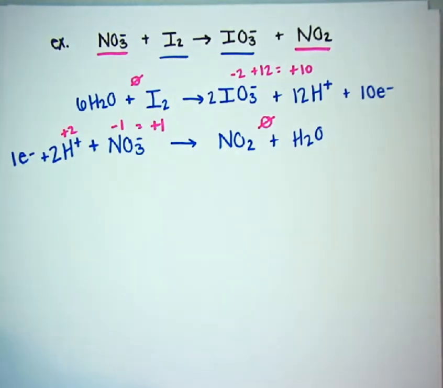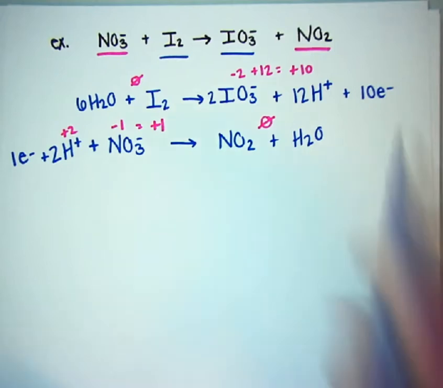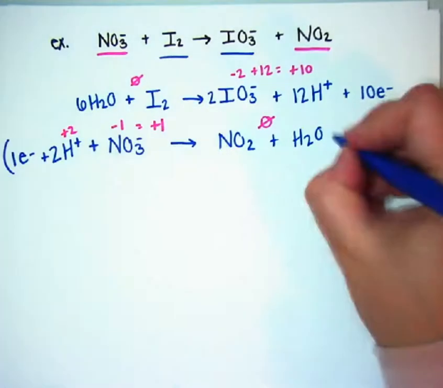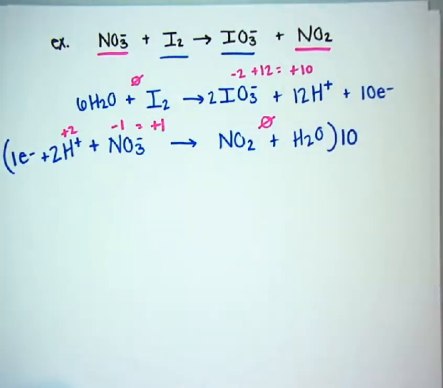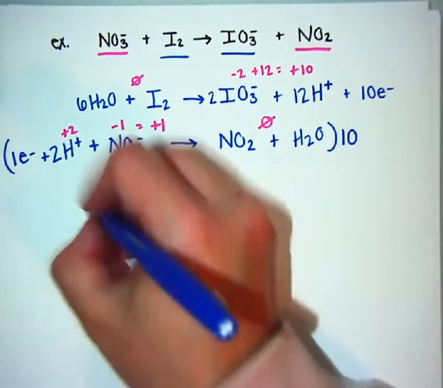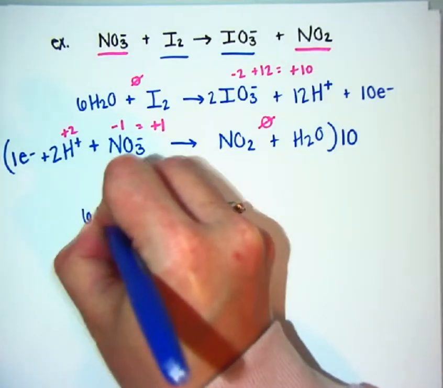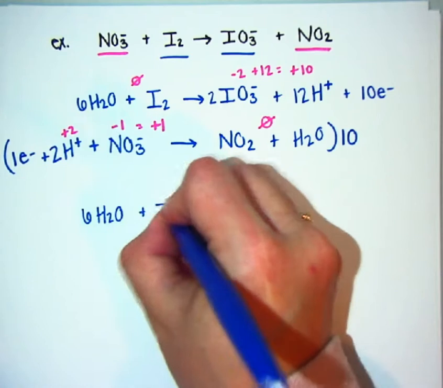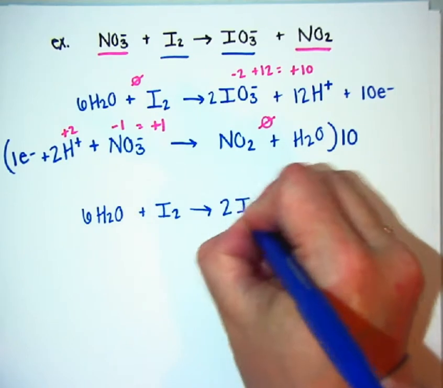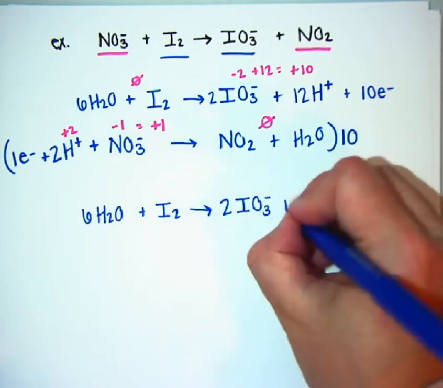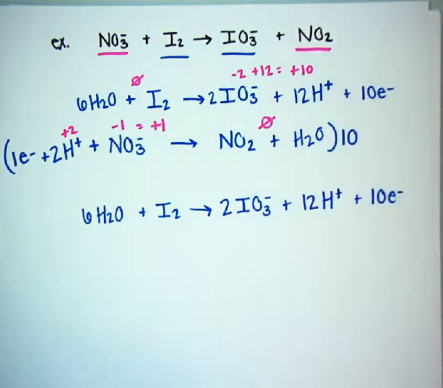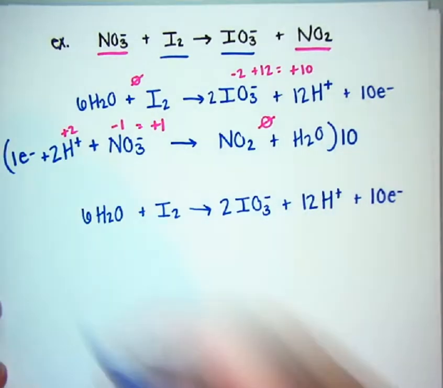Next step, neutralize the electrons. Here I have 10 electrons. Here I need 10 electrons. So let's multiply this reaction by 10. You do not need to multiply the first one by anything, so I'm just going to rewrite it. For the second reaction, multiply every coefficient by 10.